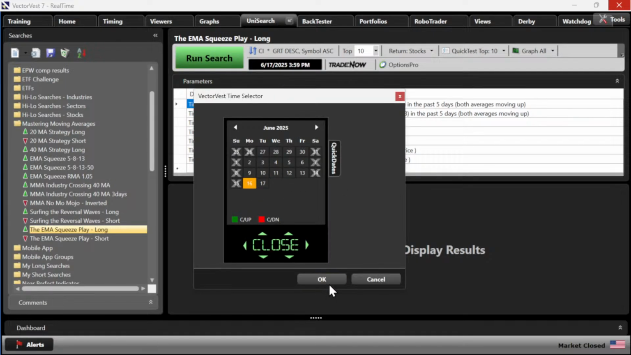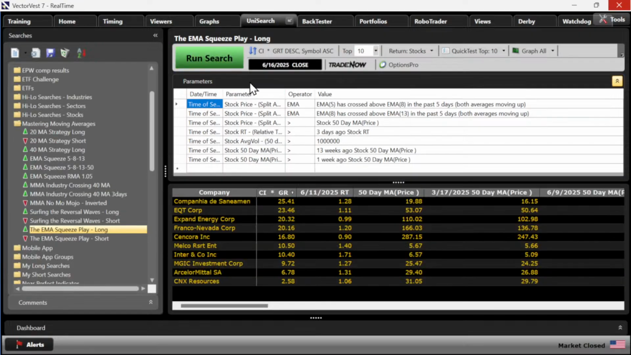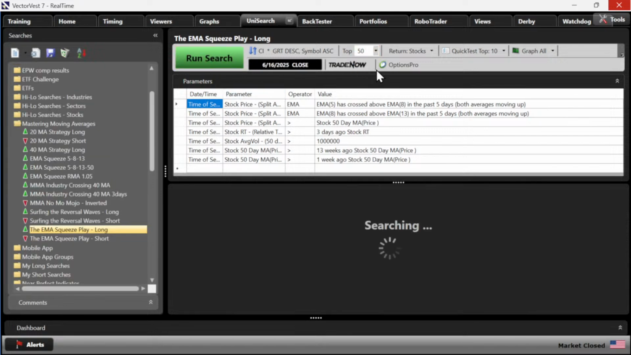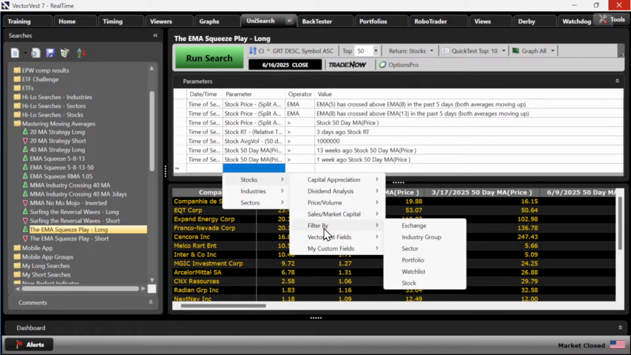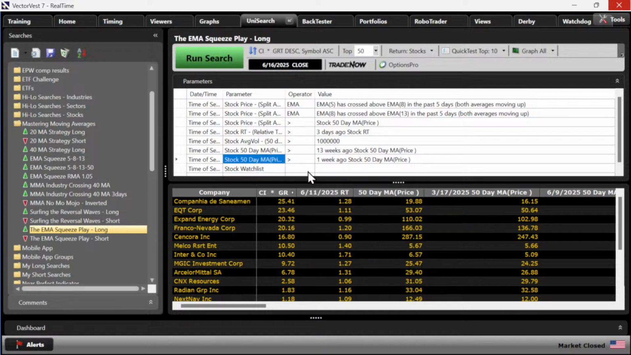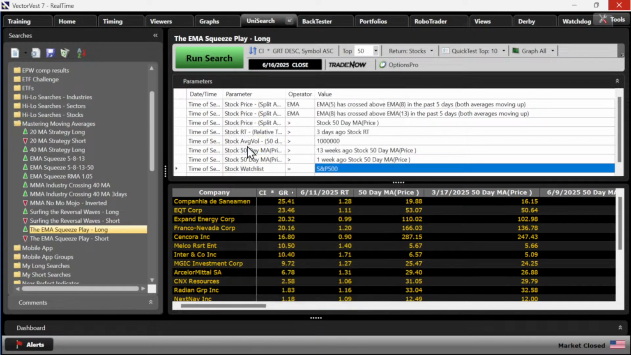Okay, I'm going to run the search as of yesterday's close. Watch how quickly. I'm going to look at more than 10 now. Let's look at 50. Watch how quickly it finds stocks. You know what we can also do? I'm going to filter by watch list. That watch list is going to equal the S&P 500. And then you run it.